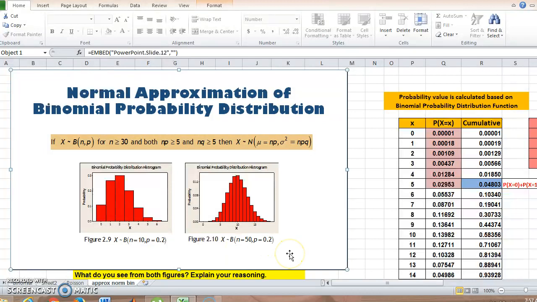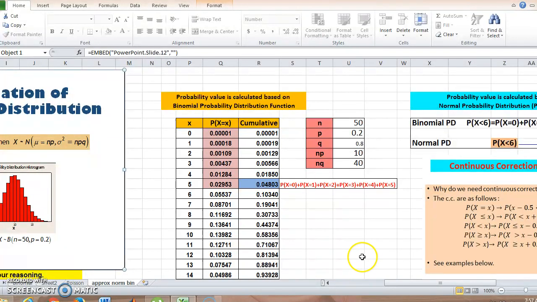In this setting, if your random variable x is binomial distributed with two parameters n and p, it can be approximated to normal random variable with mean mu equal to np and variance equal to npq at three conditions. What are the conditions? The first one, n should be at least 30, np at least 5, and nq at least 5. Let us take a look at an example of this type of approximation.